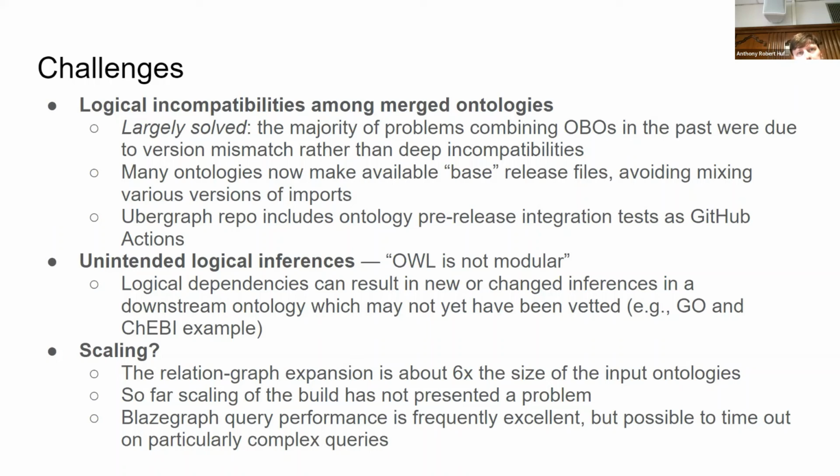And so as far as scaling, materializing all these edges does result in a big data set. It's not that huge, in the scheme of things. It's about 6 times the size of the input ontologies right now, and we haven't had any problems. Query performance is usually really good, but with SPARQL you can always write too complicated queries and get timeouts. And so we're also keeping an eye on alternative triple stores. We could always move to something else besides Blazegraph as they become available.